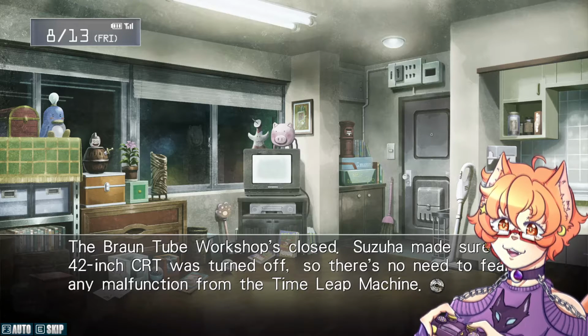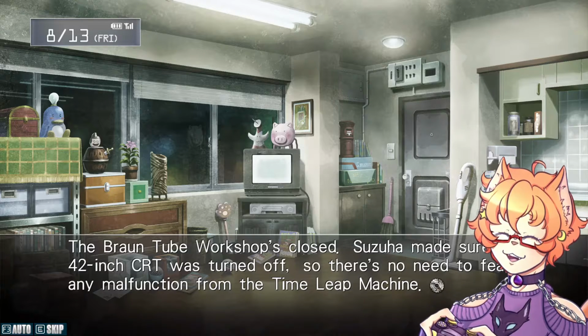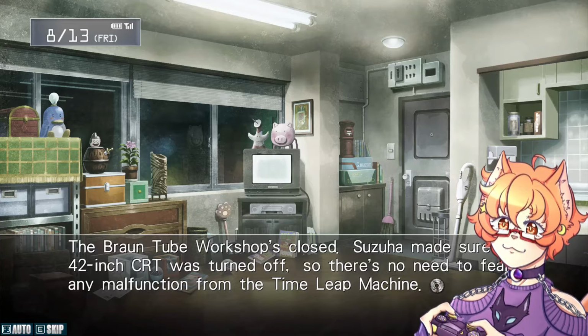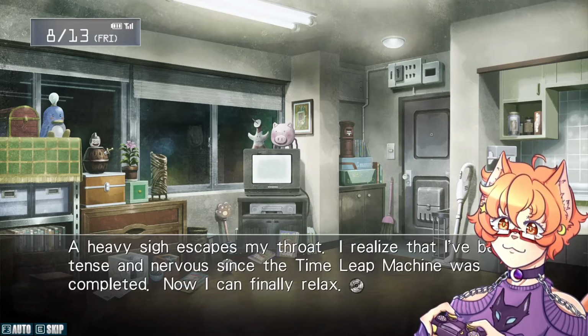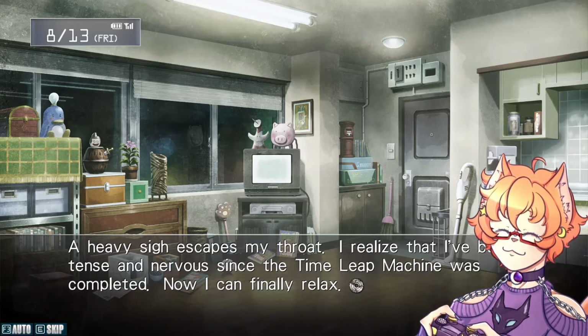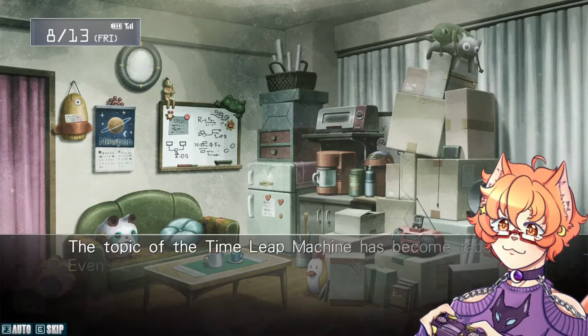The Brawn Tube Workshop's closed. Suzuha made sure the 42-inch CRT was turned off, so there's no need to fear any malfunction from the time leap machine. A heavy sigh escapes my throat. I realize I've always been tense and nervous since the time leap machine was completed. Now I can finally relax. Unless somebody messes with it.